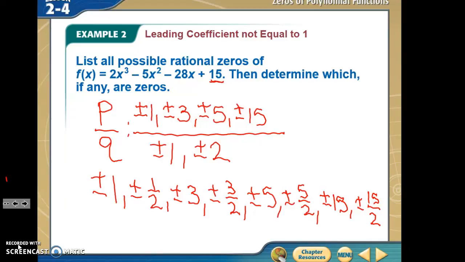Now it says, then determine which, if any, are zeros. Are we going to synthetically divide all of those on the list? No! You are blessed with technology, so let's utilize it. Let's graph our initial expression, and find one rational zero that we're going to use to test for our synthetic division.